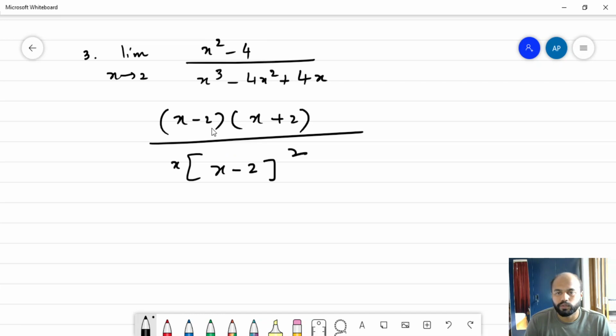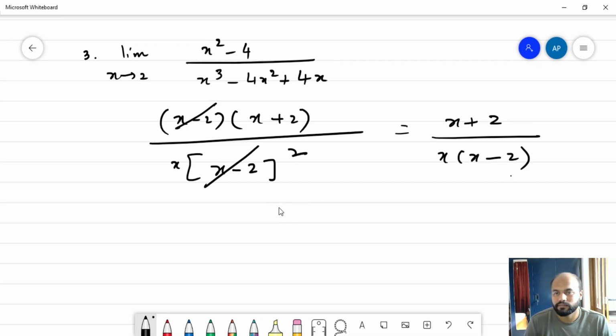So now what we're going to do is, x minus 2 and x minus 2 go, and what remains is (x plus 2) by x into (x minus 2). That's what remains. So let's see in what way we can do this.